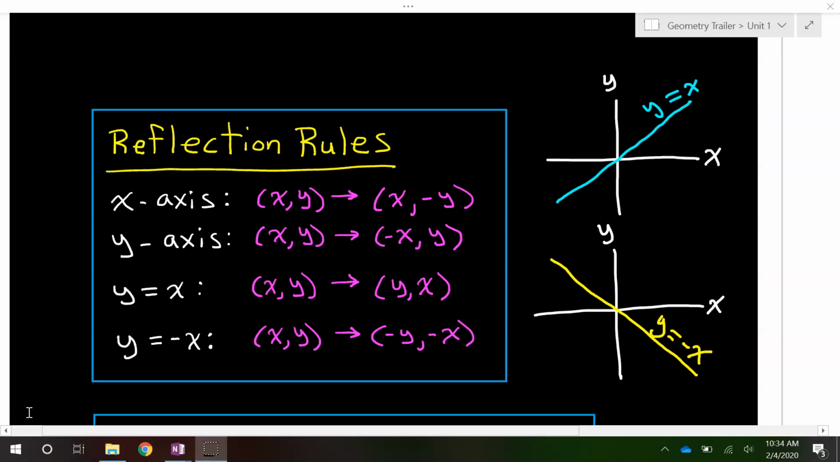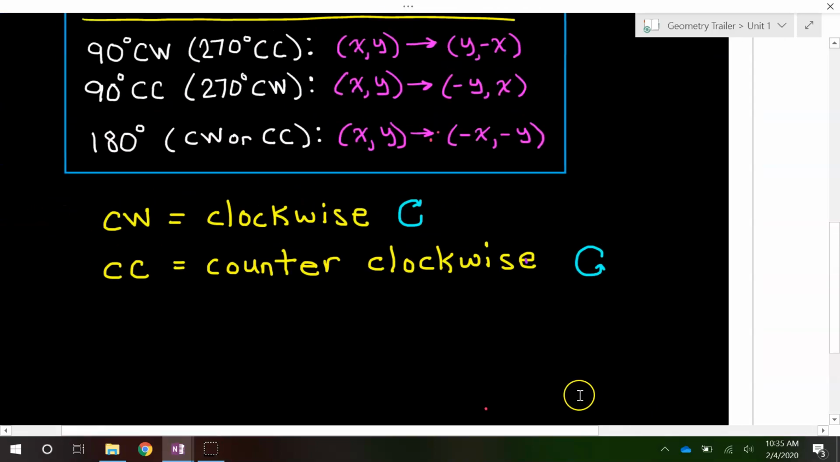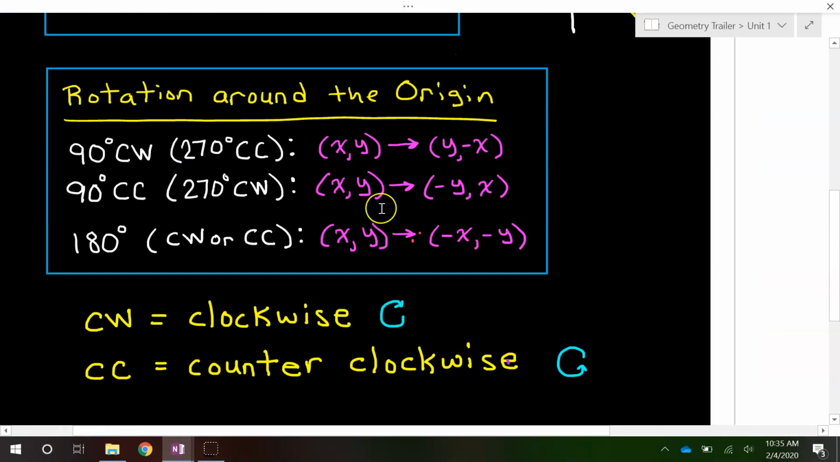Today we will review how to perform reflections, rotations, translations, and dilations. So all of the basic transformations. But before we get started, there are a handful of rules that I need you to memorize. These are the 4 rules for reflections, and these are the 3 rules for rotations.